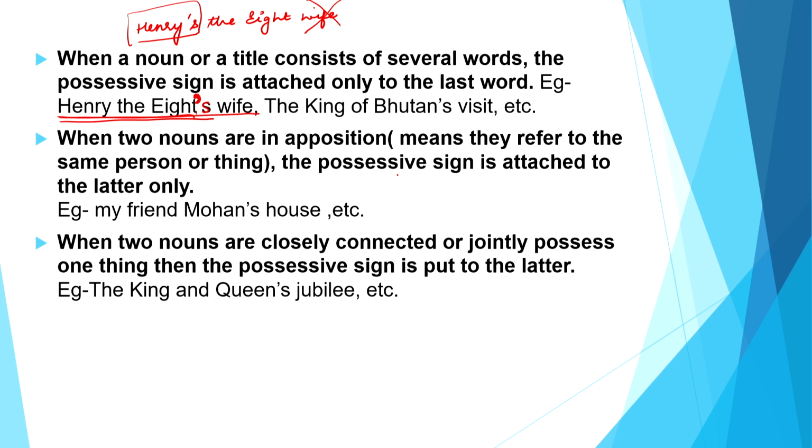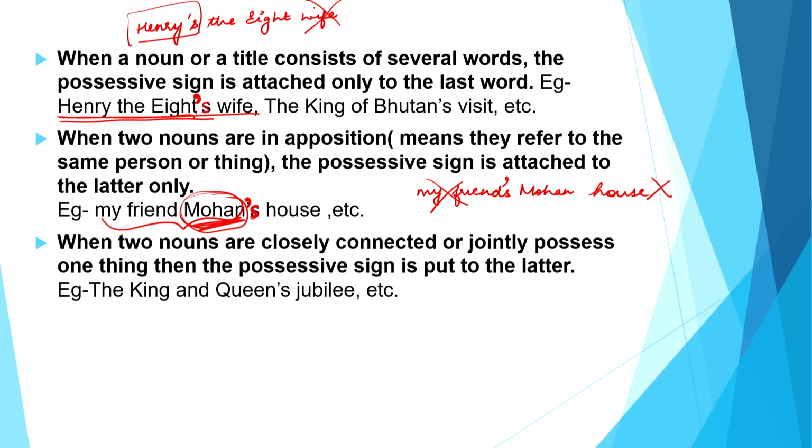Now, next rule: when two nouns are in apposition, meaning they refer to the same person or thing, the possessive sign is attached to the latter only. For example, my friend Mohan's house. It is talking about one person only, my friend Mohan. My friend is kind of an introduction to Mohan, but we are talking about Mohan only. So, we will add an apostrophe plus S to the last part, that is Mohan. We will not add it in the beginning. For example, my friend's Mohan house will be totally wrong.